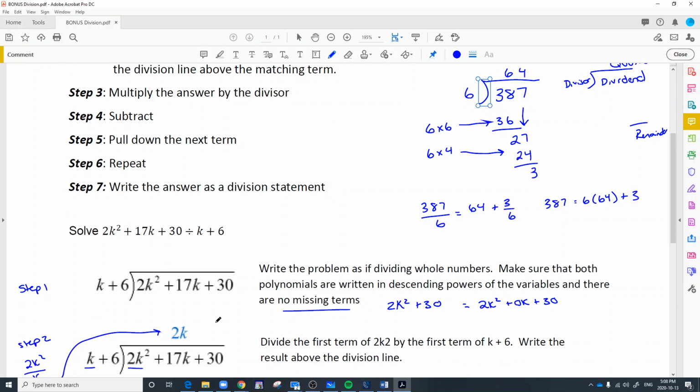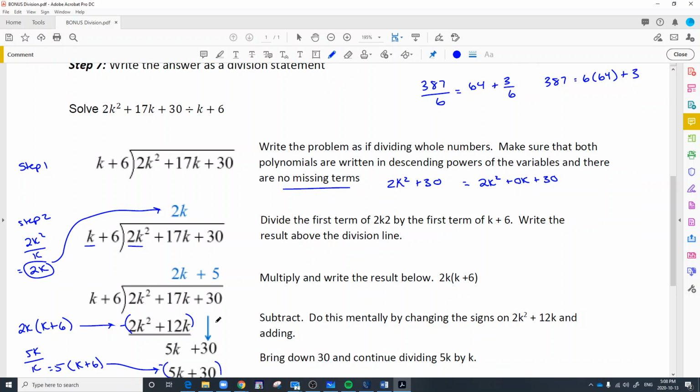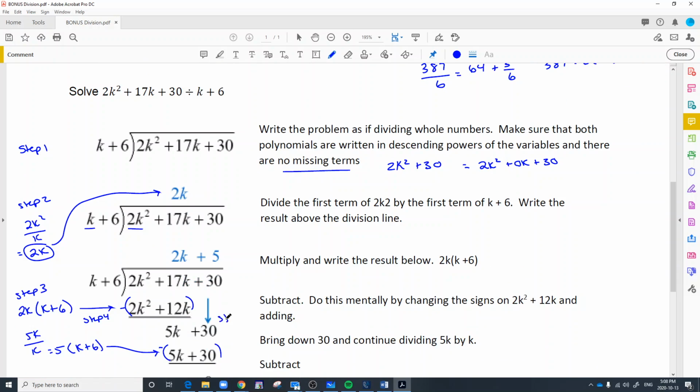So let's see if we can get this straight. Step 3 was multiply, step 4 was subtract. So this would be step 3, where we multiplied, and this would be step 4, where we subtracted, and then step 5 is you pull down the next term, and then you repeat, right? And so then the next thing is that you do the same thing. Go back to step 2, multiply that quotient by the divisor, and then you subtract and repeat and repeat and repeat.